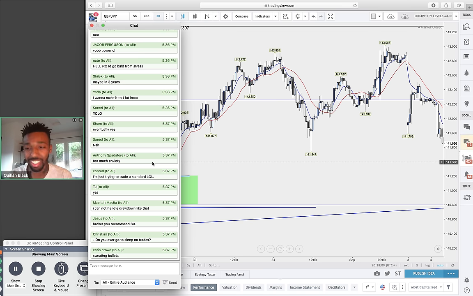All right, real quick. Okay, so Quillen, traders always post about making 50 to 100% per year. What if you have a $1,000 balance? That would suck. I would at least want to take 1,000 to 100K in that year.